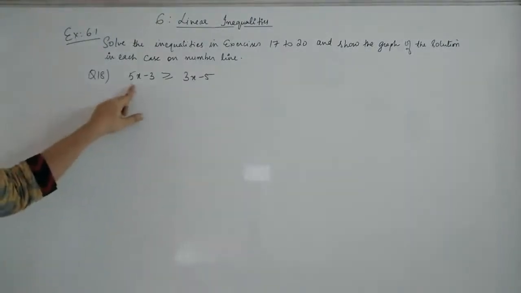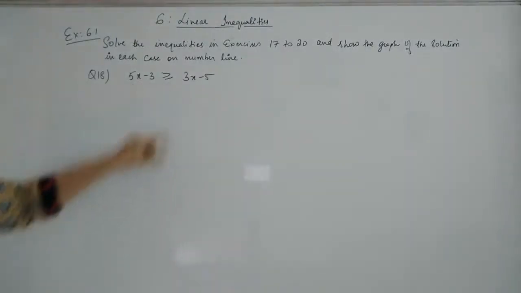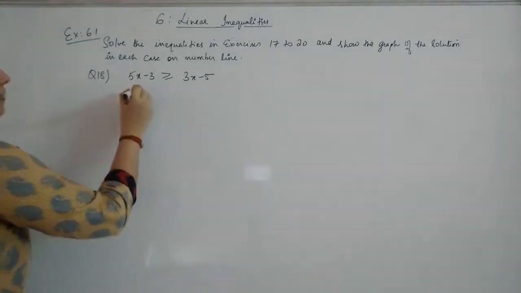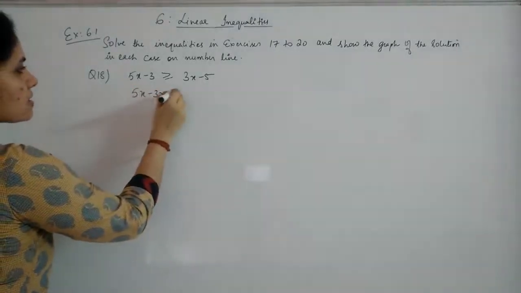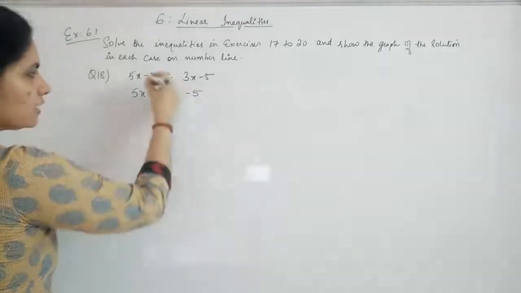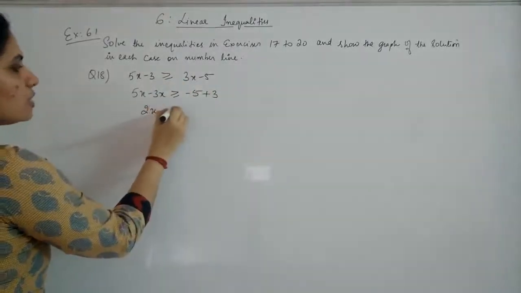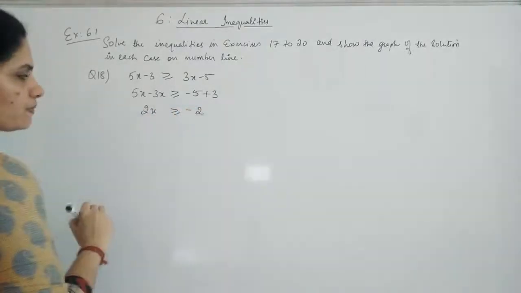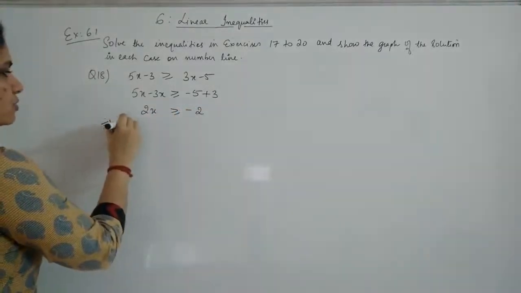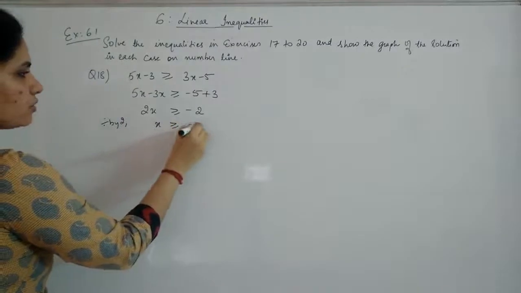Question number 18 is 5x minus 3 is greater than or equal to 3x minus 5. So you'll get 5x minus 3x is greater than or equal to minus 5, and this minus 3 will become plus 3 on the right hand side, and these two will give you 2x is greater than or equal to minus 2. That means dividing throughout by 2, you will get x is greater than or equal to minus 1.